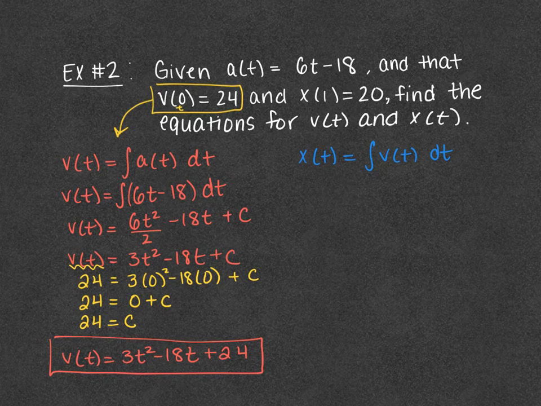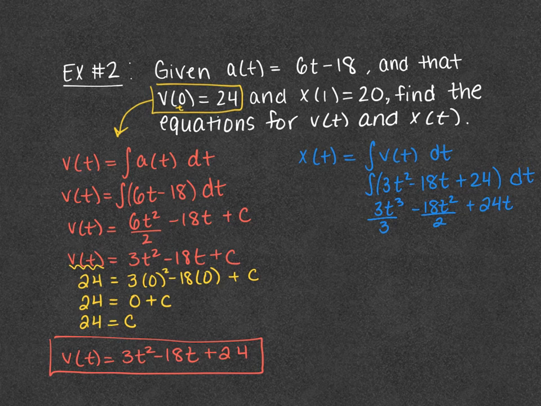And now I'm going to use this information to find my x of t function. So I'm going to go ahead now and integrate v of t. v of t is 3t squared minus 18t plus 24. Remember, when we integrate, we add 1 to the power and divide by that power. If it's a constant, we add a t, and don't forget our plus c. And this is my x of t function.